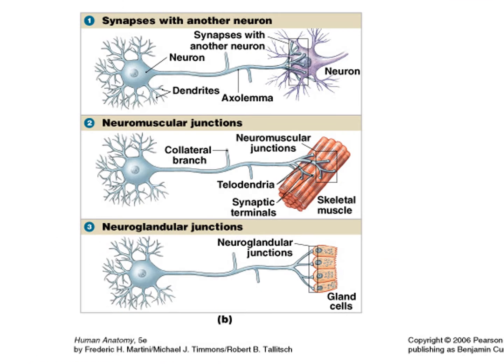Okay, and this just shows you the synapses can be between two neurons, or it can be between a neuron and a muscle cell, and the muscle could be a skeletal muscle cell, it could be a smooth muscle cell, or a cardiac muscle cell. And then the synapse could also be between a neuron and a gland cell, and the gland could be either an endocrine gland or an exocrine gland.